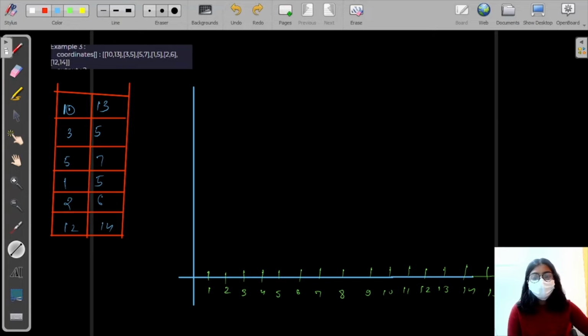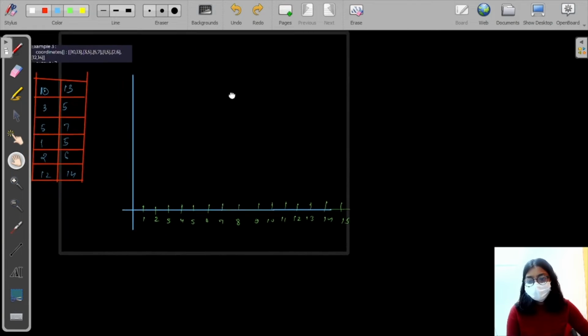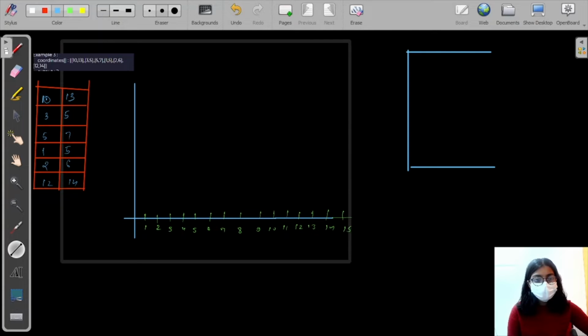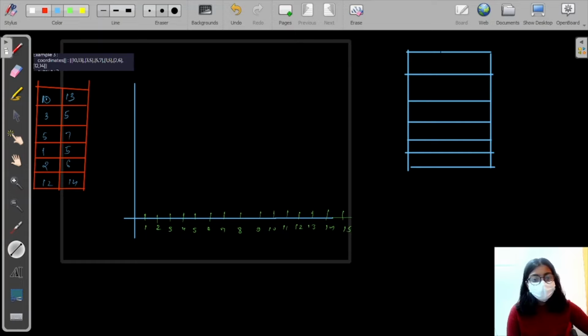If I sort this according to the ending points of my balloon, then it should be 1, 5, 3, 5, 2, 6, 5, 7, then 10, 13, and 12, 14.